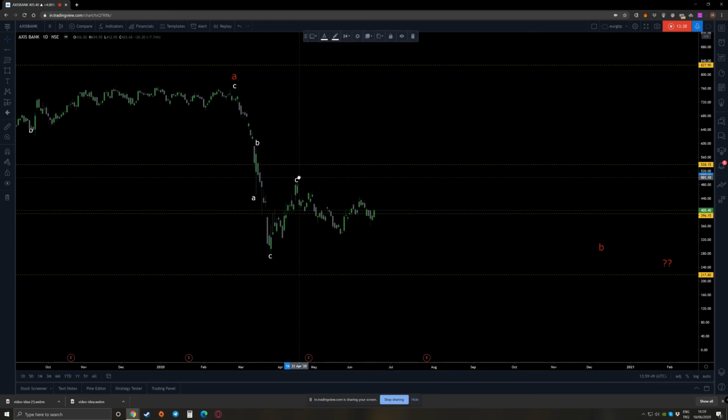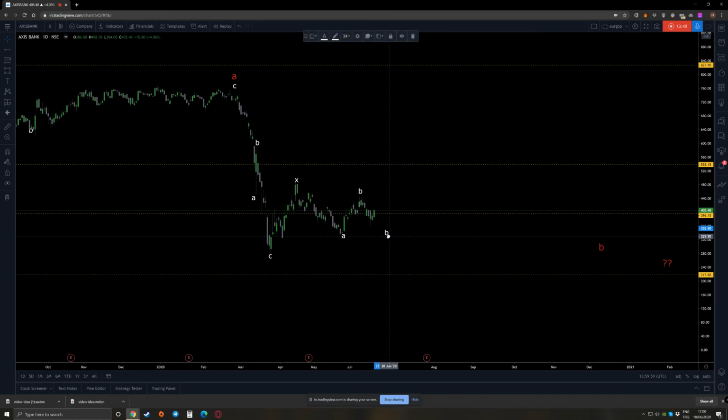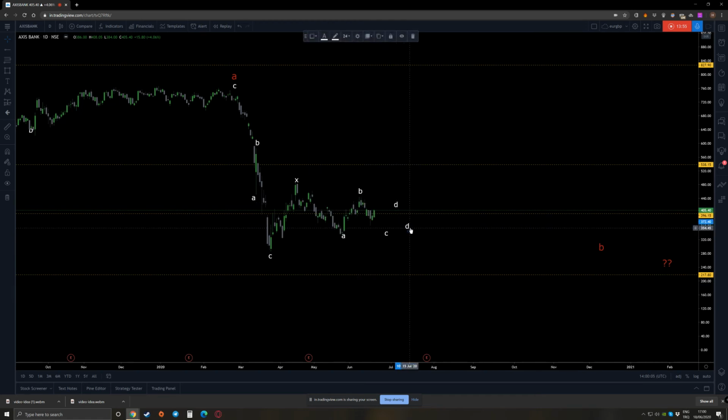and maybe an X wave here, and maybe a wave A, a B, and a C, and a D, and an E. Maybe it will form some type of a triangle that will break higher. Okay, for me, this looks like one of the possibilities.